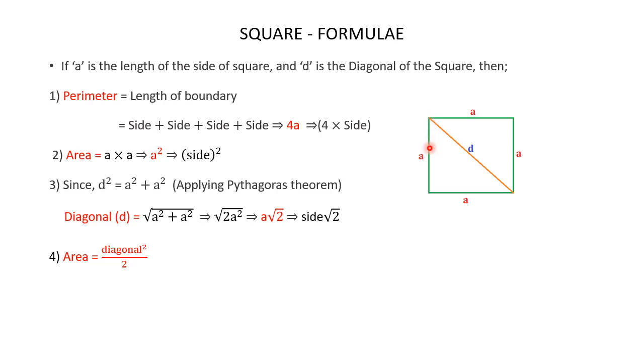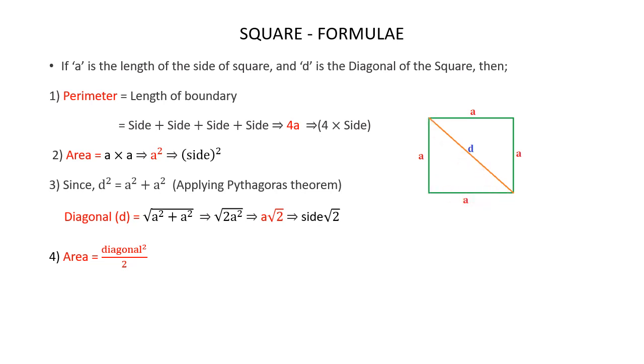Now look at this right angled triangle. Here this side is A, this side is also A. This angle is 90 degrees. The side opposite to the 90 degrees is the hypotenuse. So this is the hypotenuse of this right angle triangle. Now we know that this is also the diagonal of the square and is equal to D. So hypotenuse is D. So for this right angle triangle, we have this side as A, this side as A, and the hypotenuse as D.